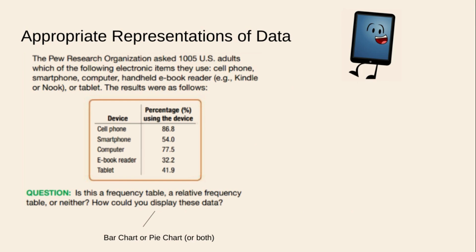All right, more inappropriate representations of data. Pew Research Organization asked 1,005 U.S. adults which of the following electronic items they use: cell phone, smartphone, computer, handheld e-book reader, Kindle, Nook, that kind of stuff that maybe some folks who are a little older than you use. Or you may use them too, no offense. Or just a tablet. Okay. The results were as follows.